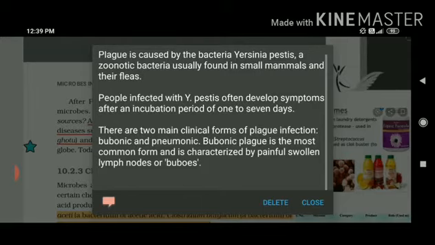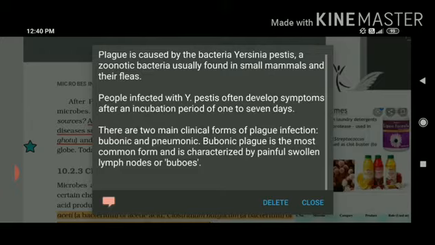People infected with this bacteria develop symptoms after an incubation period of 1 to 7 days. Like we are talking about coronavirus now, a 14 day quarantine is done in case somebody develops symptoms in these days. So incubation period means the time until symptoms appear. There are two main clinical forms of plague infection, bubonic and pneumonic. Bubonic plague is the most common form and is characterized by painful swollen lymph nodes.